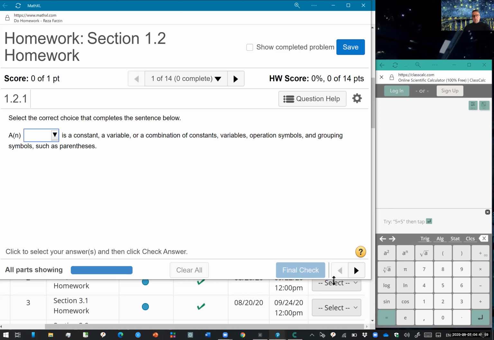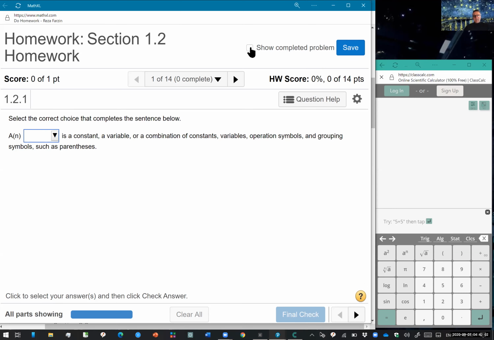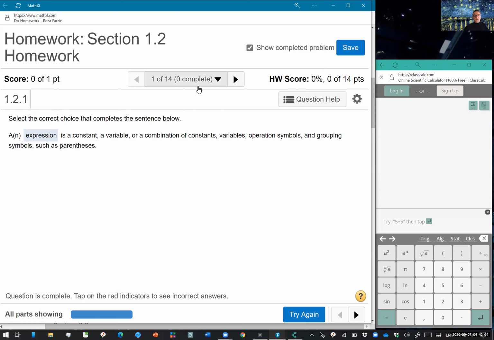Go ahead and take a look at these. How did this set go for you? You know the difference between an expression and an equation, right? Can you summarize it for me? What's the difference between the two? An equation has to contain a what? A constant, a variable, a combination of constants. Well, that's partially true, but more importantly, you definitely have to have an equal sign, right?